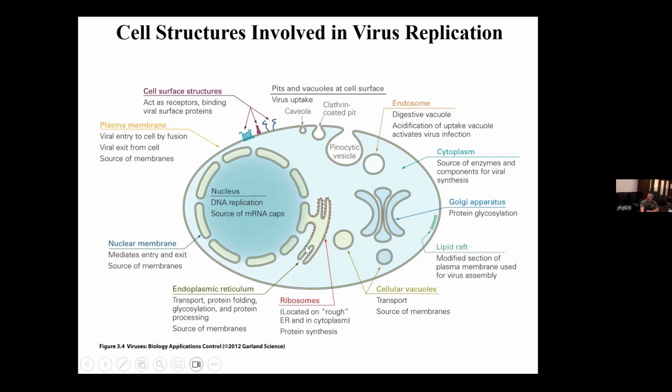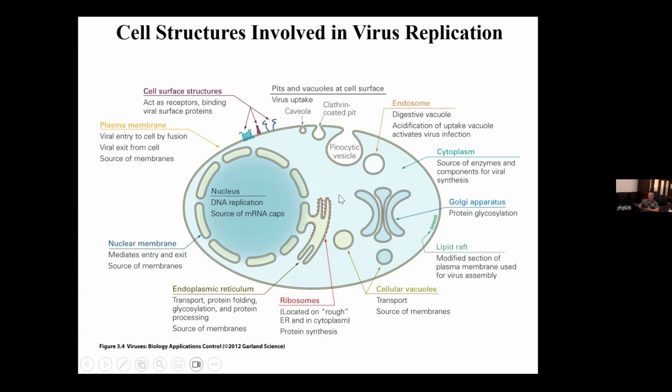We have the endoplasmic reticulum. Of course, we all know about the rough and the smooth ER, where we're going to have protein folding, protein processing, transport. Some envelope viruses will bud through the ER and through the Golgi, so this could be a source of viral membranes. And then we have the plasma membrane, cell surface structures, and some other things here. So there's some general cell structures involved in viral replication.